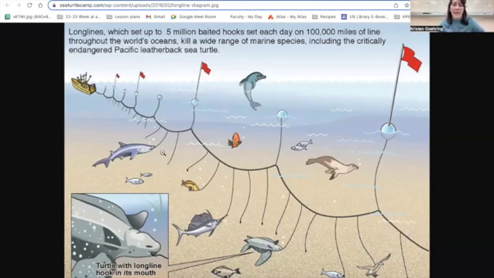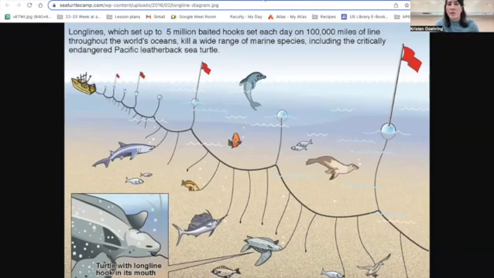You catch things like your target species, but there are other things that also get caught on the hooks, and you end up getting a lot of stuff that you didn't actually want to catch. So this is another one where bycatch is a big problem.